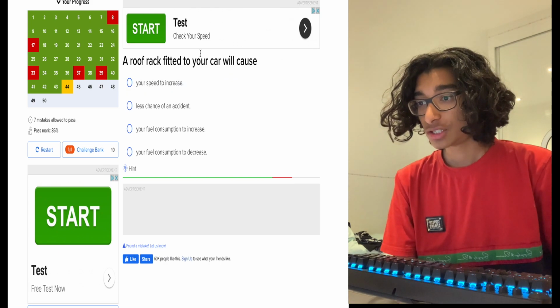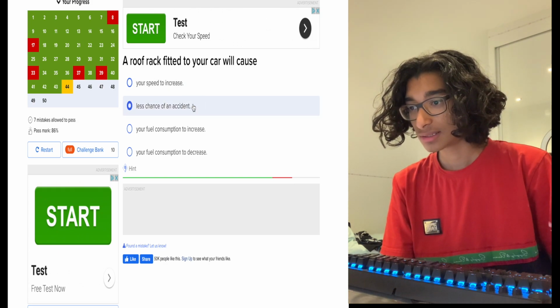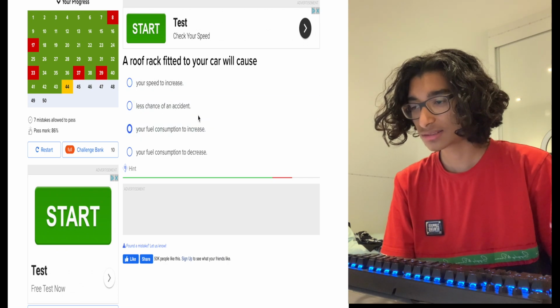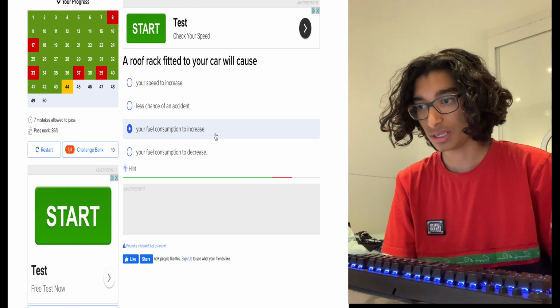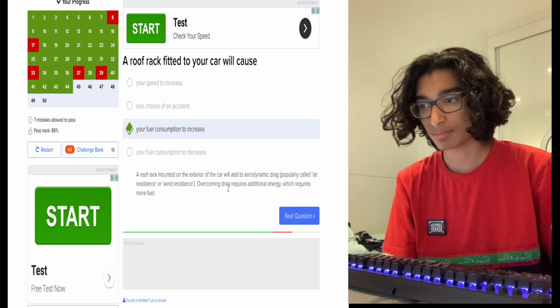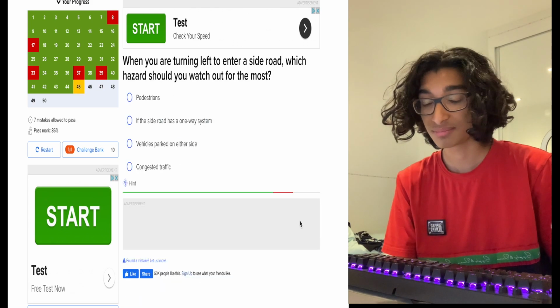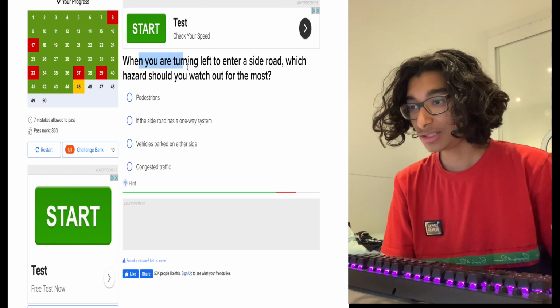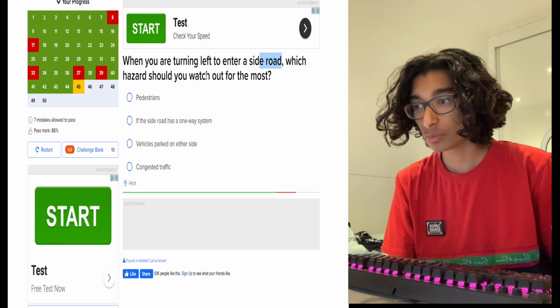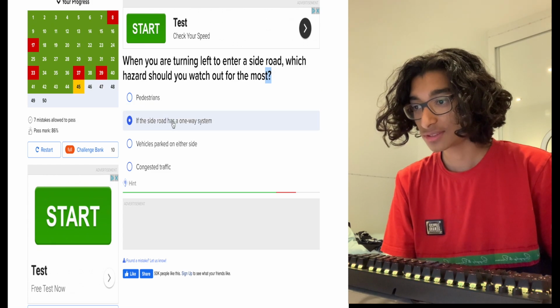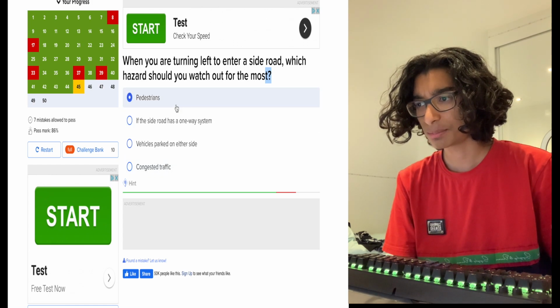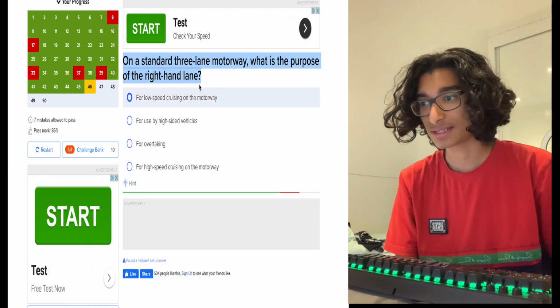A roof rack fitted to your car will cause your speed to increase. Will it? No. Less chance of accident? No. Your fuel consumption to increase. Yes, because of greater mass and wind. Yeah, good. My physics there. When you are turning left to enter a side road, which hazard should you watch out for the most? Pedestrians. I think it's pedestrians, yeah, because obviously.